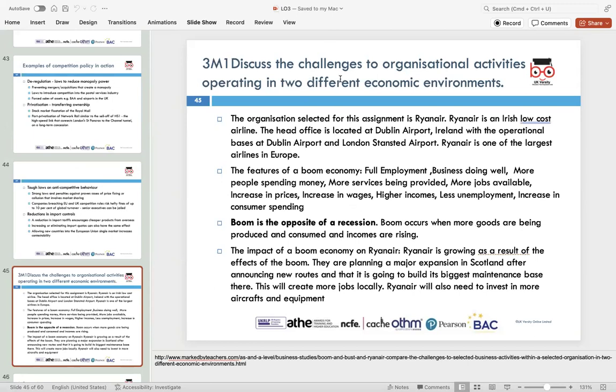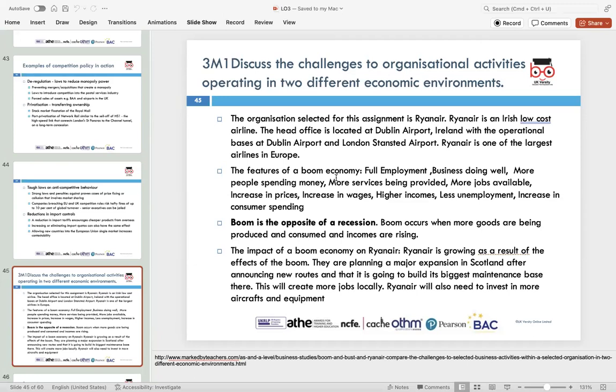So, discuss the challenges of organizational activities operating in two different economic environments. You might have heard that Ryanair airline has been chosen as the organization to complete this task. Ryanair is a low-cost airline in Ireland. The operational bases are located at London Stansted Airport and Dublin Airport, and the headquarters is located at Dublin Airport.